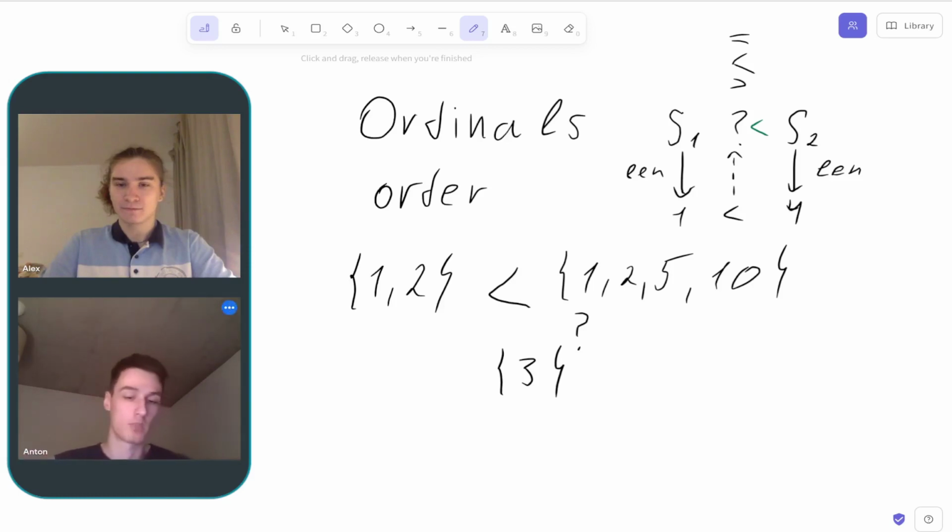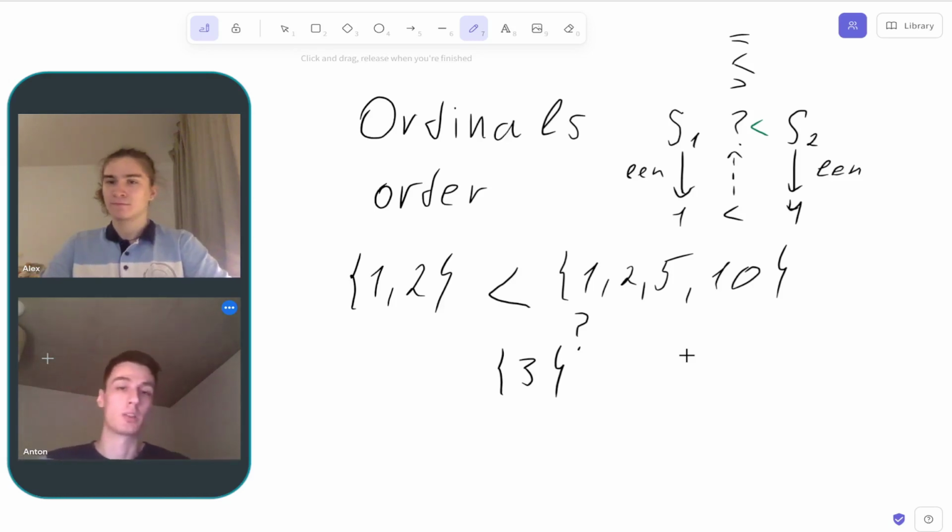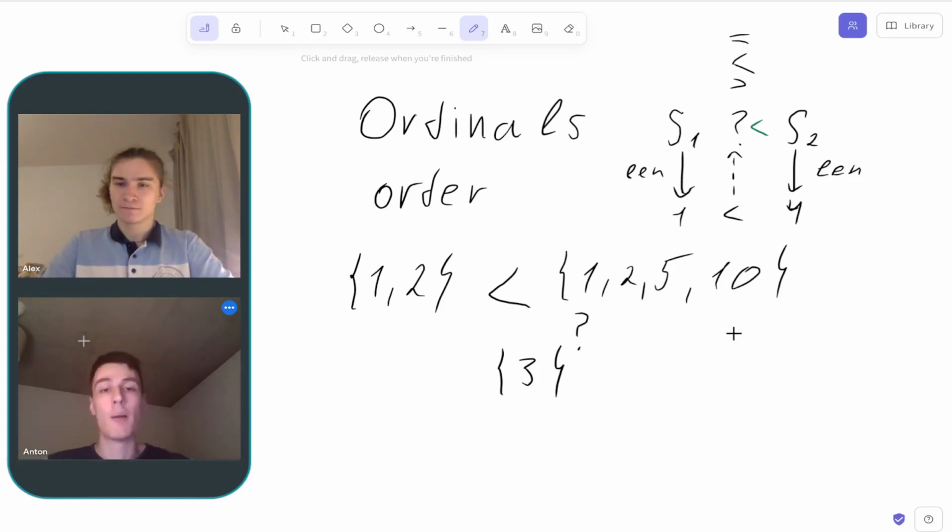Let me just bring a real world example. So here, like in our abstract mathematical world, we can say that this set 1, 2 is smaller than 1, 2, 5, 10. And at the same time, we cannot compare the set containing 3 with the set 1, 2, 5, 10. This order is not total, so we cannot compare any two pairs. And that is true. Total order is a very rare thing to face in our world.